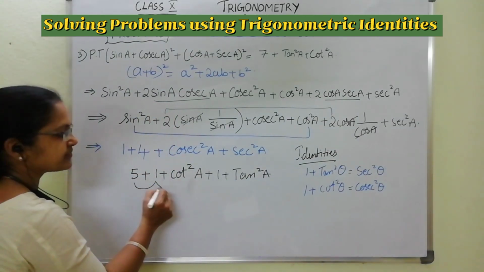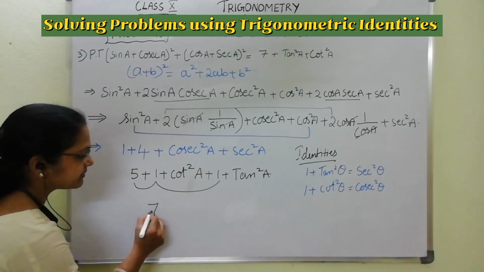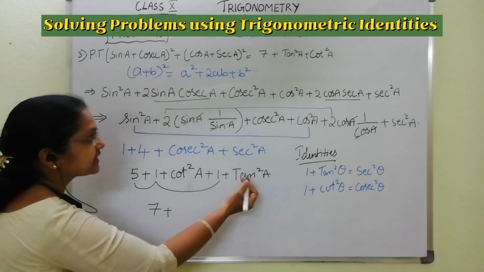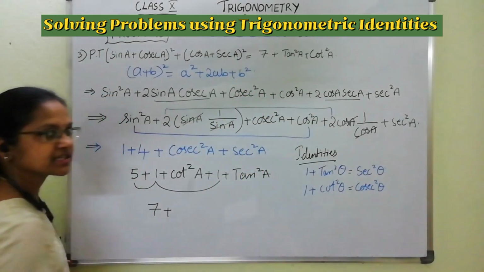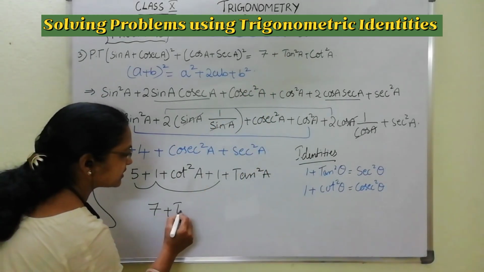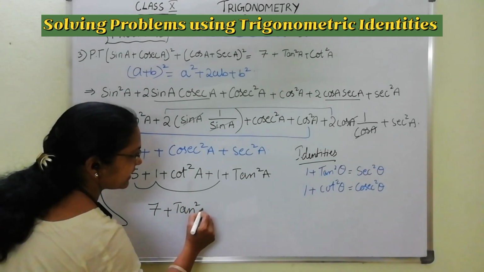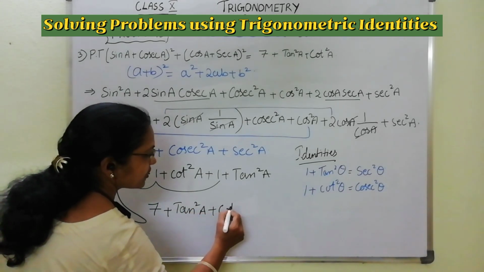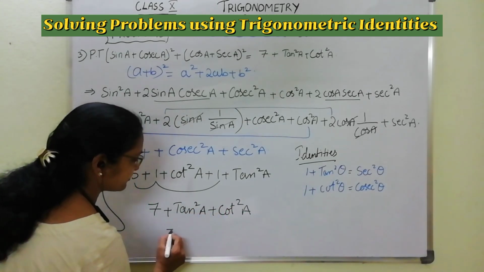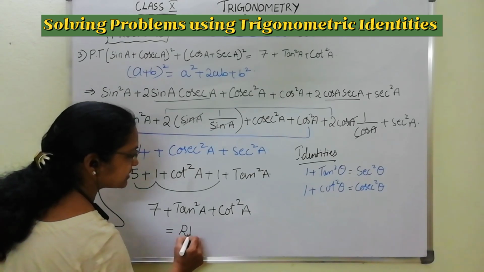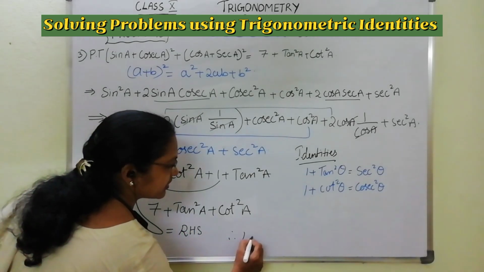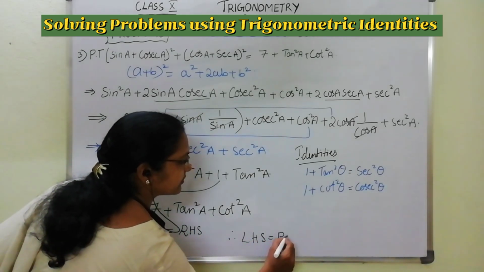Now 5 plus 1 plus 1 is nothing but 7, plus, I can write tan square theta first because on RHS side it is tan square theta. So tan square A plus cot square A, which is equal to RHS. Therefore LHS is equal to RHS.